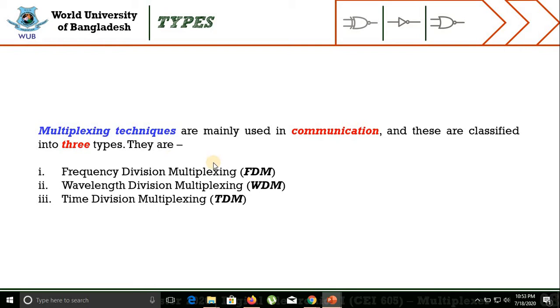Now from this slide, we may learn the types of multiplexing techniques. Multiplexing techniques are mainly used in communication, and these are classified into three types. Number one, frequency division multiplexing, in short also known as FDM. Next, wavelength division multiplexing, in short also known as WDM. And the last one is time division multiplexing, in short also known as TDM. So let's start with frequency division multiplexing.